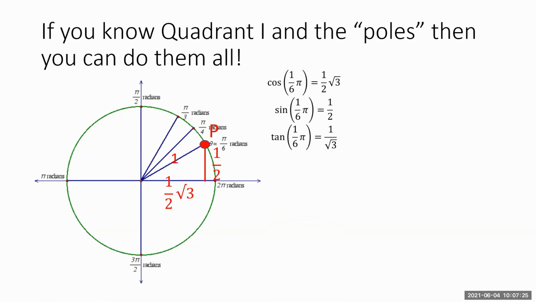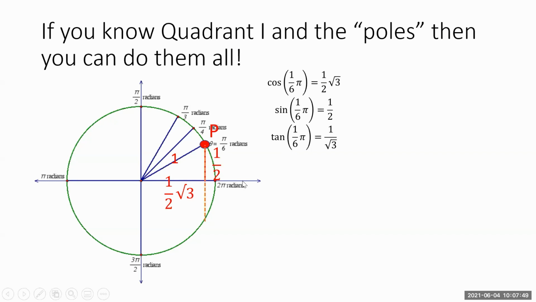That helps us define these values. So the cosine of 1/6 pi is the x coordinate of point P. The sine of 1/6 pi is the y coordinate of point P. And the tangent of 1/6 pi is the slope of the line that goes from the origin to point P, which would be, in this case, the y value divided by the x value, rise over run. Now, what it says up here is if you know quadrant 1, then you know a whole bunch more, a whole bunch of the other ones.